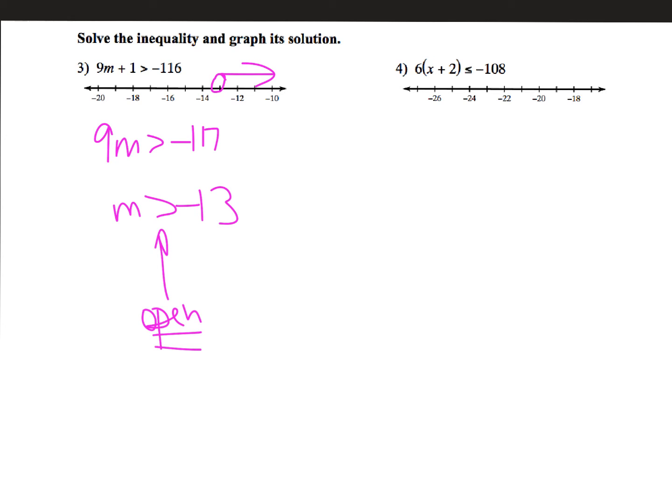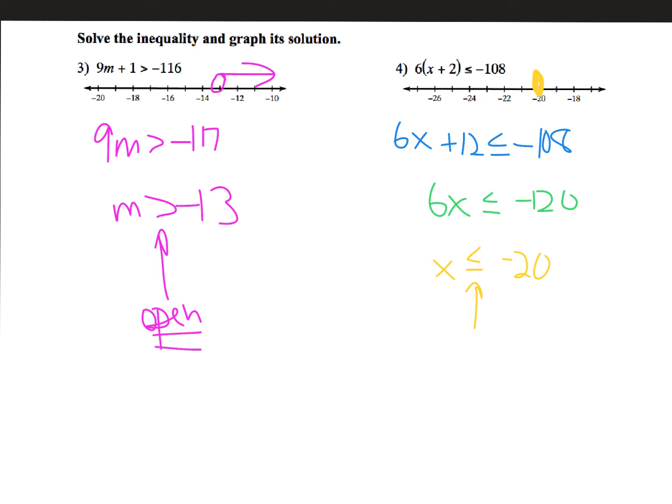This next one, first thing I'm going to do is distribute that 6. So you're going to get 6x plus 12. It's less than or equal to negative 108. I want to get that 6x by itself, so I'm going to move that 12. So subtract that 12 from both sides. And that's going to be negative 120. And then I'm going to divide by 6. 6 is not negative, so I do not need to flip the sign. 120 divided by 6 is 20, but negative. So you go to negative 20, you do a solid dot this time because we have the equal to portion. And then we're less than, so we got to go that way.